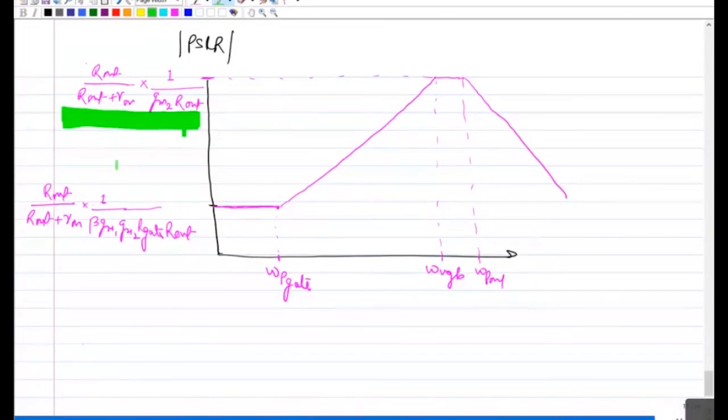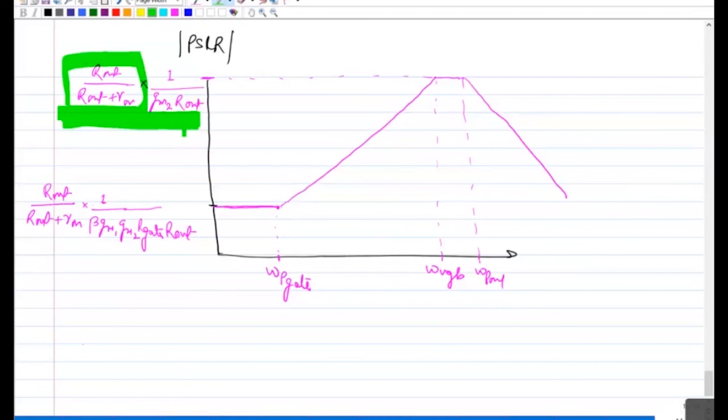So if you ignore this term, then it's 1 over GM2 R out. In the other case, you are getting GM2 R out. So that's the difference, it is exactly inverted. So instead of a gain, you are getting a suppression here. That's why your PSRR inherently, even around UGB, will always be better, or the suppression you get will always be more than 1 here. In the other case, instead of suppression, you were basically getting amplification.